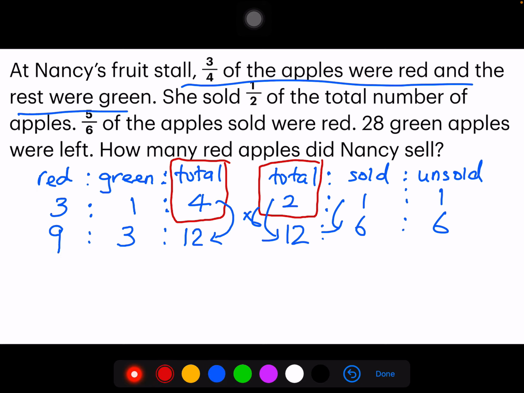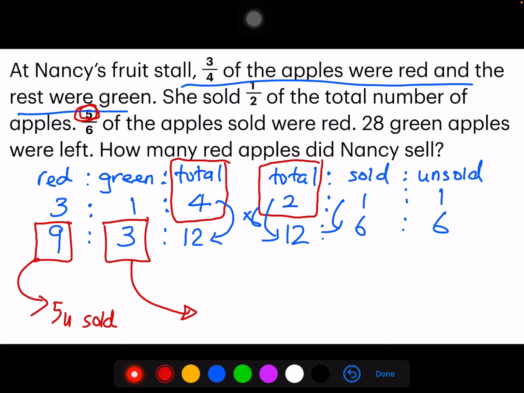Okay, back to the question. 5 units of the apples were red. So let's take a look at this. Out of these 9 units, 5 units were sold. If 5 units were sold, that means green, how many units would be sold? 1 unit. Okay, that gives me 6 units here. So 28 green apples would refer to 3 units minus 1 unit that was sold, giving me 2 units.